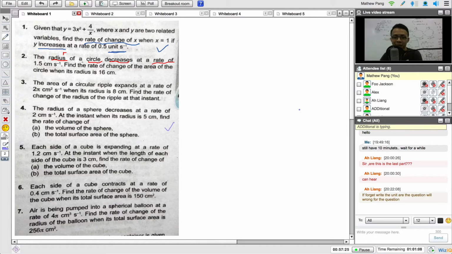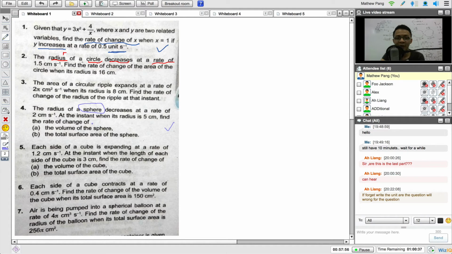Number 4. Over here it says the radius of the sphere decreases at the rate... So when you see spheres, you have to know this is something related to the volume, because only volume, yeah, we will use the sphere, but it also depends. Sometimes it can be the area of the sphere. You can get the area and volume both. So you have to finish the question.